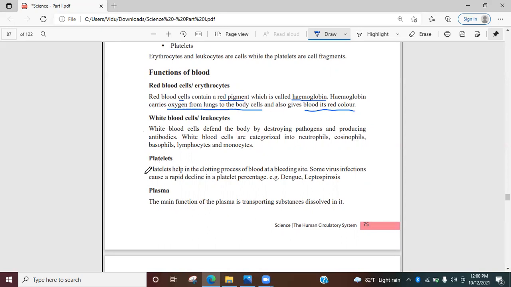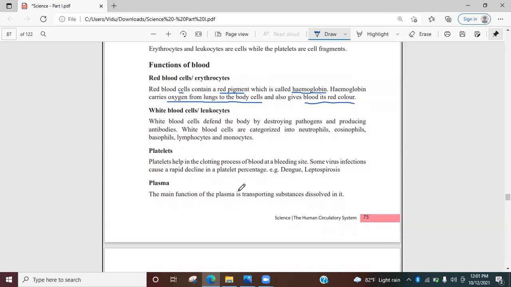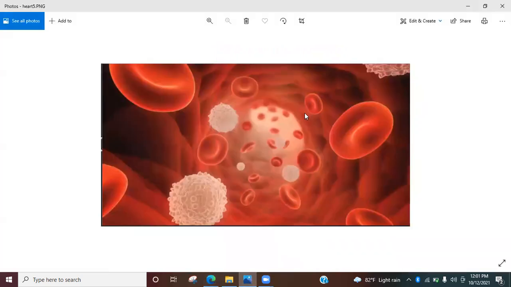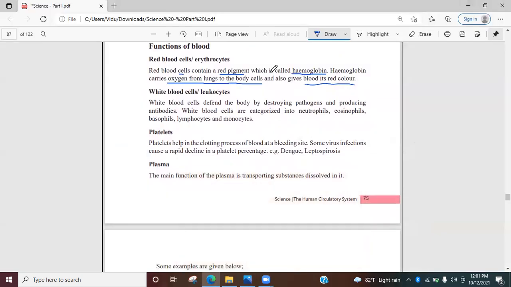Platelets help in the clotting process of blood at the bleeding site. Virus infections cause a rapid decline in platelet percentage, for example dengue. So in this picture, there are no platelets. It might be affected by a virus.